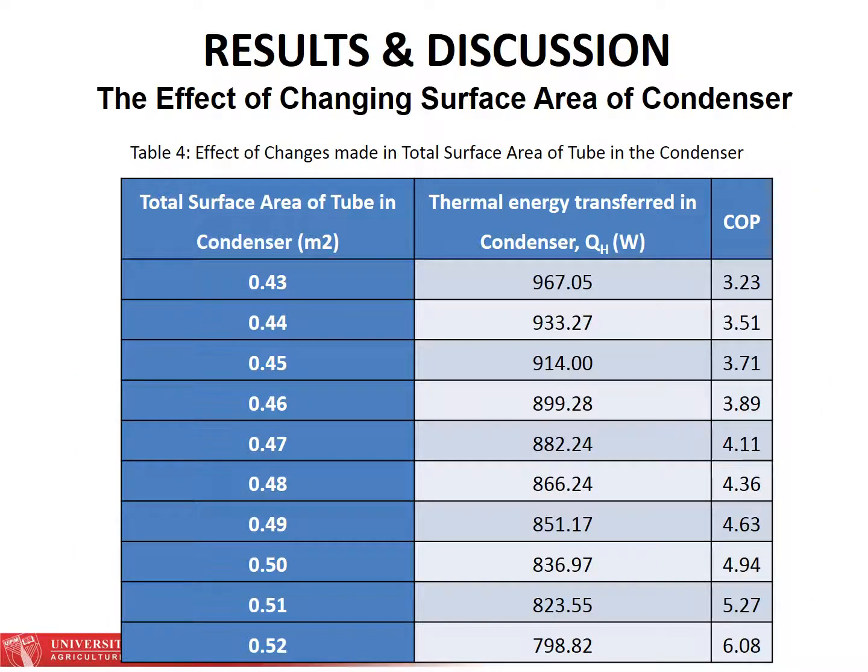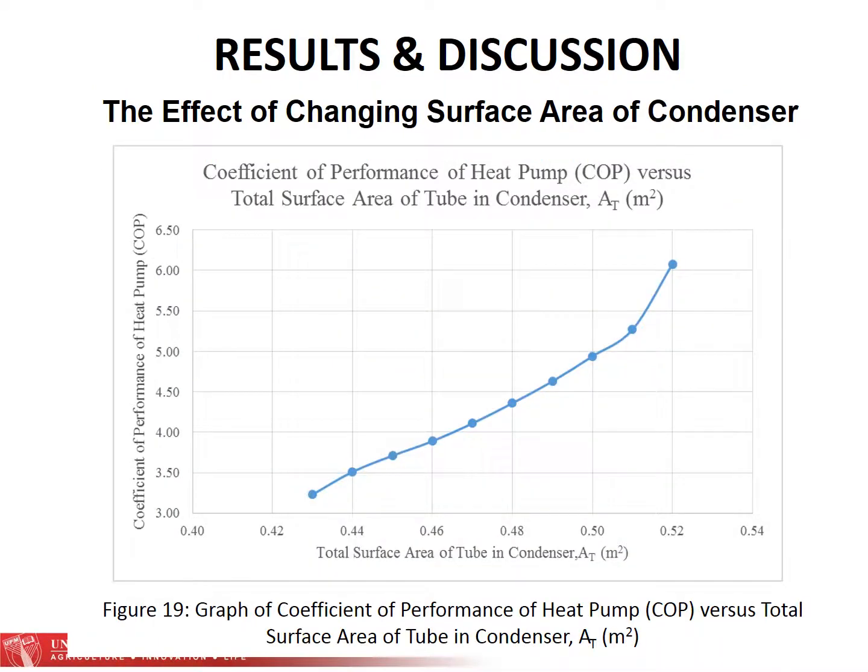And we have reached the last part of the result and discussion, which is the effect of changing surface area of the condenser. Table 4 shows the total surface area of the tube in the condenser increasing, while the thermal energy transfer in the condenser is decreasing with the COP value increasing. Figure 19 shows the graph of COP of heat pump versus the total surface area of tube in the condenser. As you can see from the graph, as the total surface area of tube in the condenser increases, the COP of the heat pump increases as well.